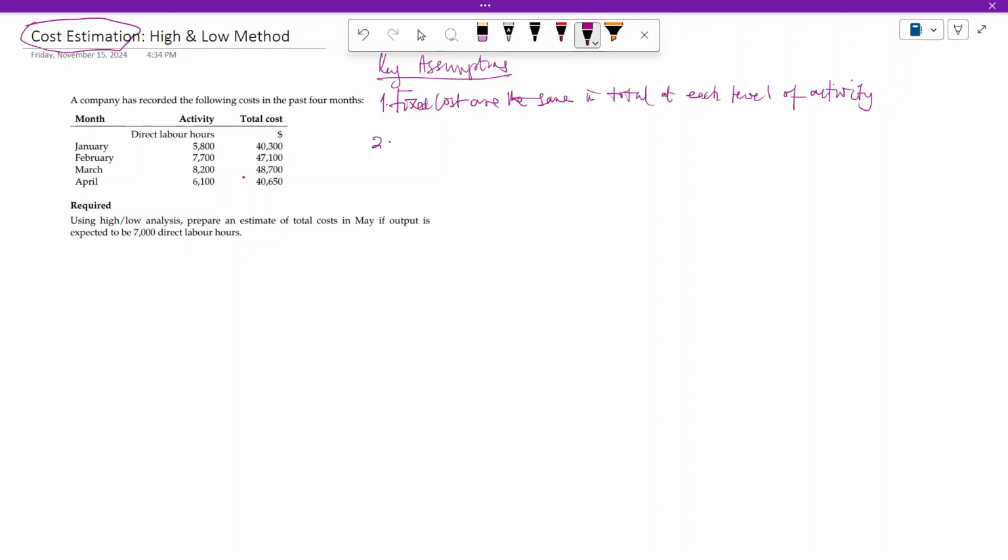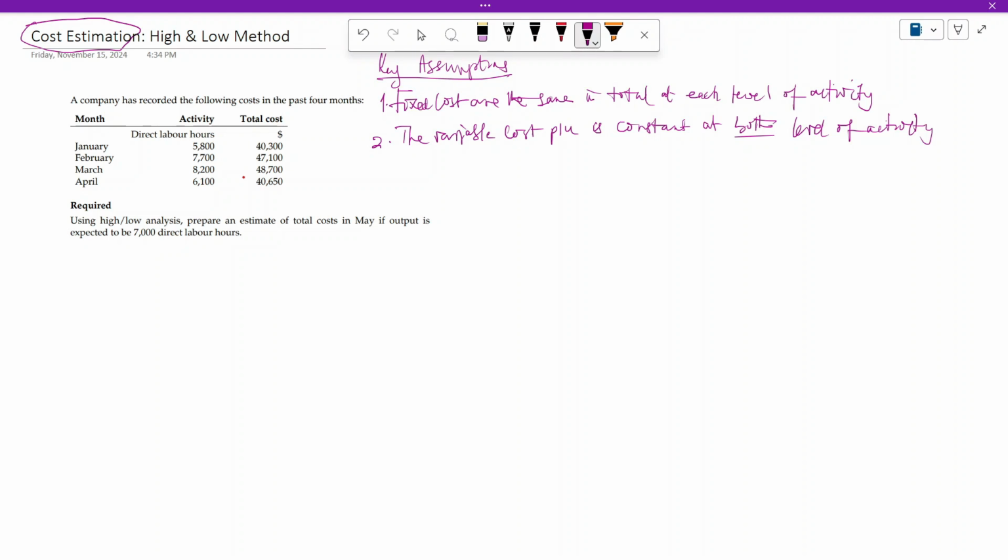The second assumption is that the variable cost per unit is constant at both levels of activity. The variable cost per unit is constant at both, and I'll explain both levels of activity. So if these two assumptions hold, then we can use the high and low method of cost estimation.